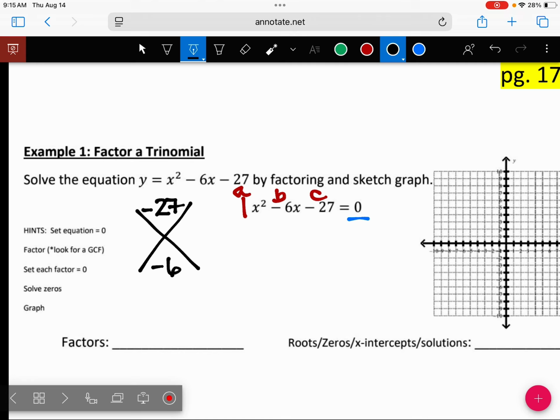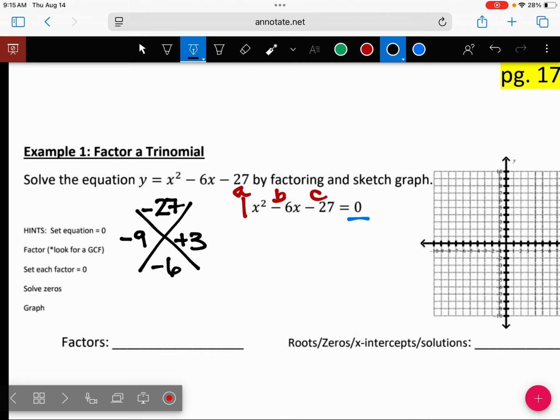So far I just got 4 people, 5 people, 6 people, 7 people, 8 people, 9, 10. Okay, we're getting there. All right, anybody want to volunteer what those answers would be? Tristan? -9 and +3. Who agrees?